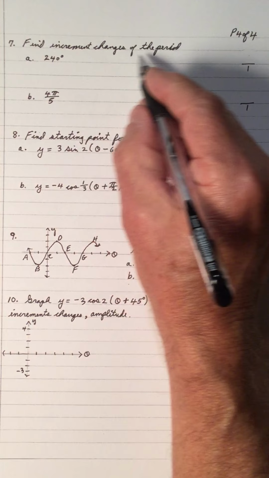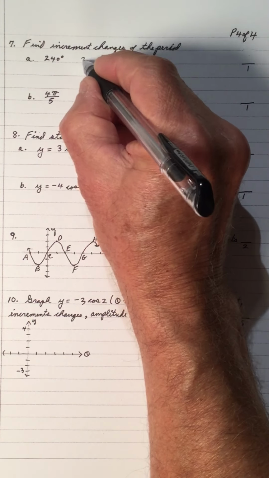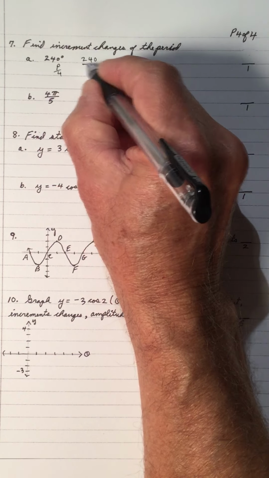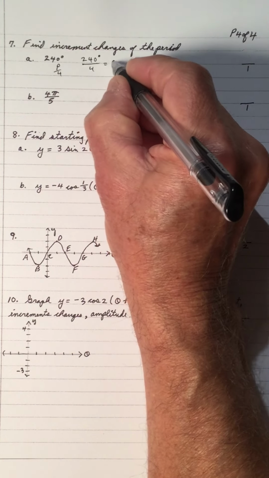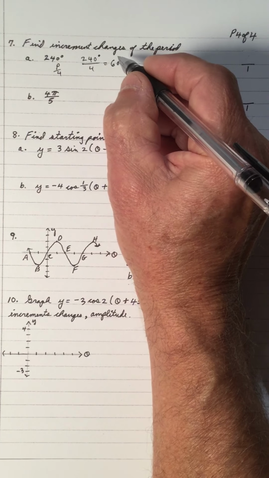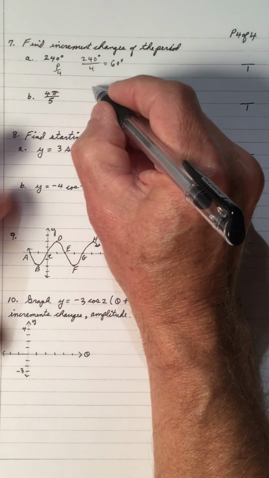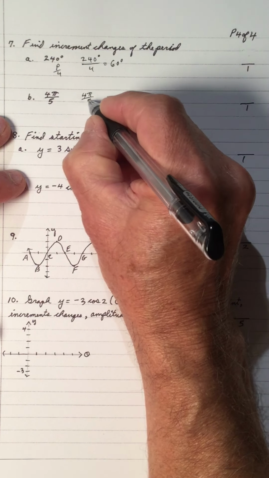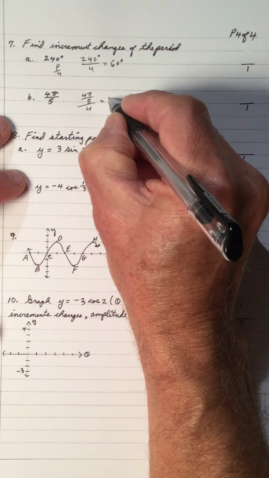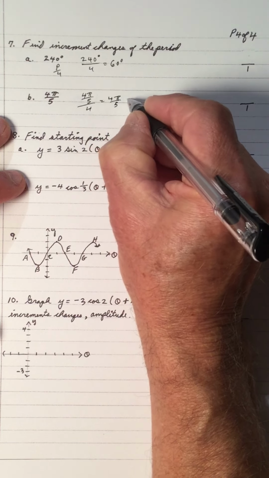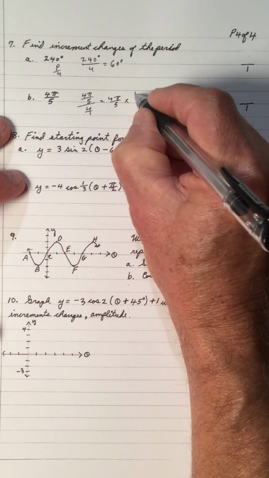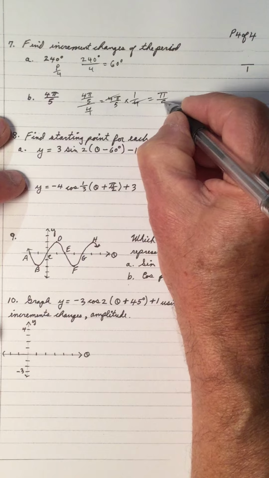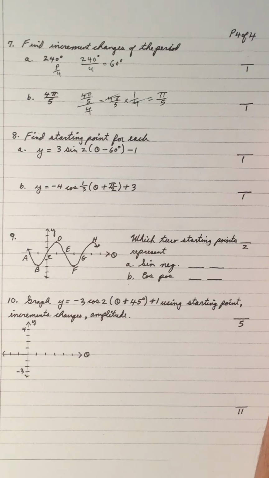Number 7, the increment changes on the period. So we got 240 degrees. So the increment change is P divided by 4. So 240 divided by 4. So the increment change is 60. And the increment change is P divided by 4. So it's 4 pi over 5 divided by 4. 4 pi over 5 times 1 over 4, reciprocal. 4's cancel. So I get a pi over 5. Each of these give yourself a mark.